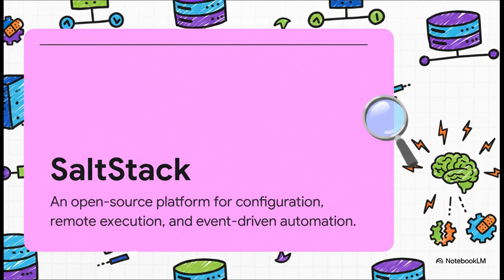Well, SaltStack, or just Salt as most people call it, is an open-source platform that was created by Thomas Hatch way back in 2011. It's built to do three things really well: manage your system configurations, execute commands remotely on tens of thousands of machines at once, and, this is the most important part, enable automation that actually reacts to events in real time.